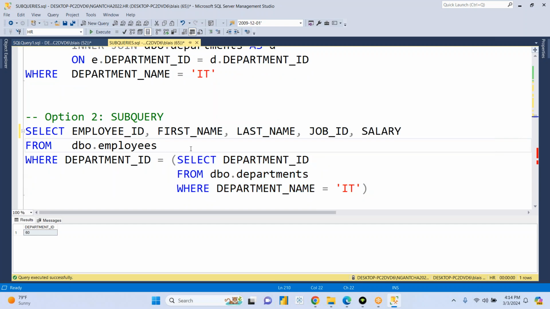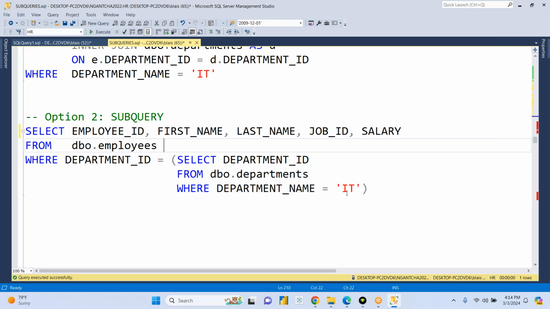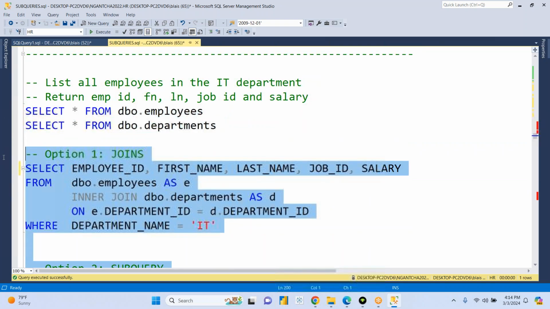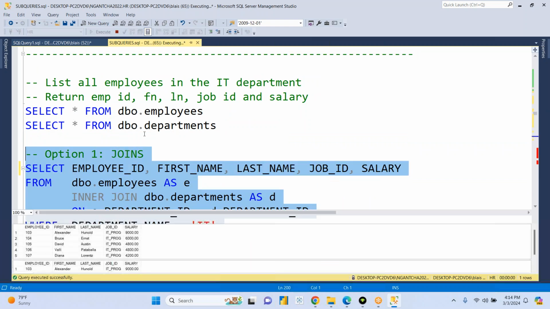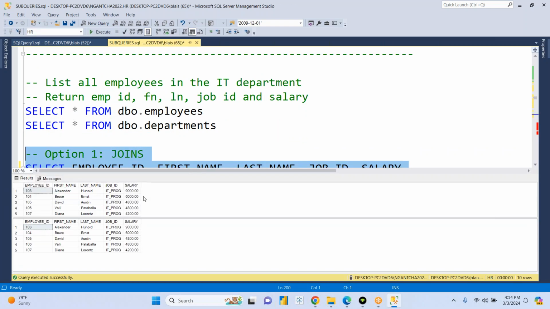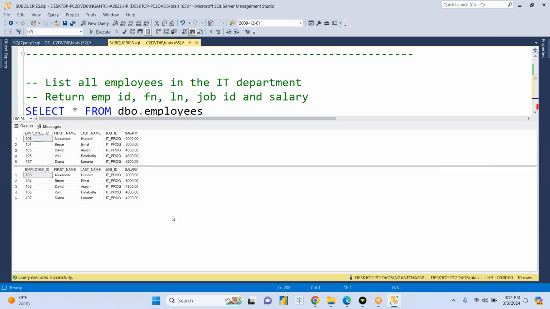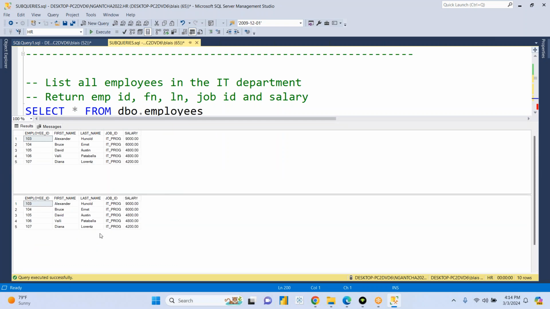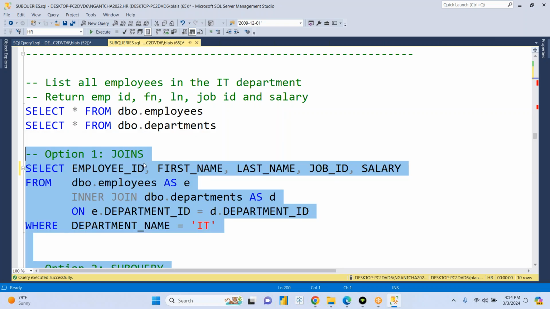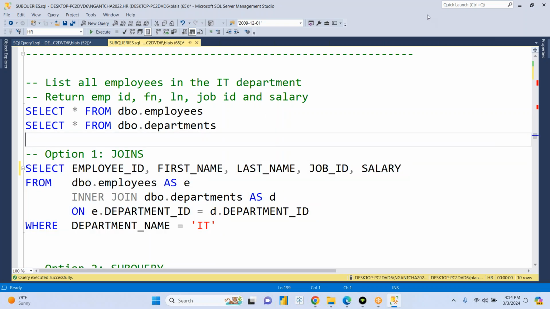If you want to solve this question using the join approach, or you want to use the subquery approach, both are yielding the same result. That's option 1 and 2 executed together and placed. They are all yielding the same result. Any questions so far?